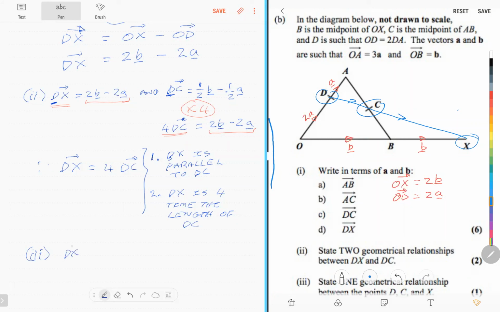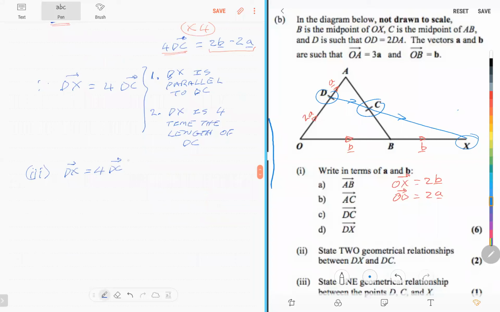We have dx equals 4 times dc. And there are 2 things that must happen for you to have collinear points on a straight line. And the 2 things are happening here. The first thing is that they must be parallel, which we have already. dx is parallel to dc. That's the first condition you need to have collinear points. The second thing that must happen is that there must be a common point. What you normally do on the exam is underline the common points. And you state it. D is a common point.